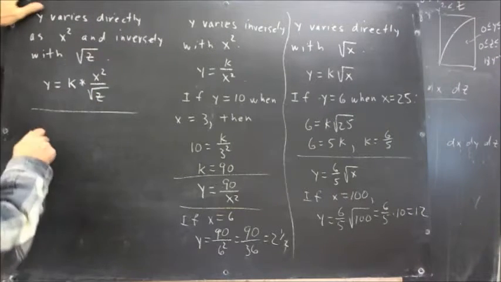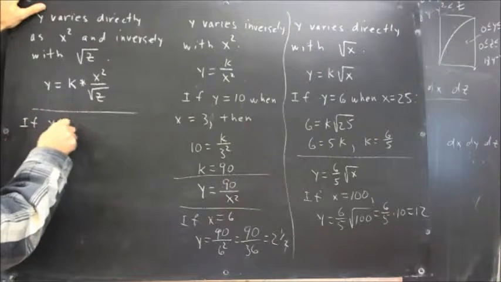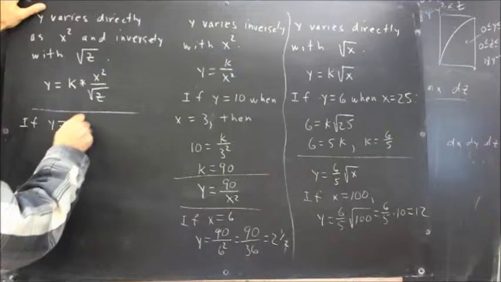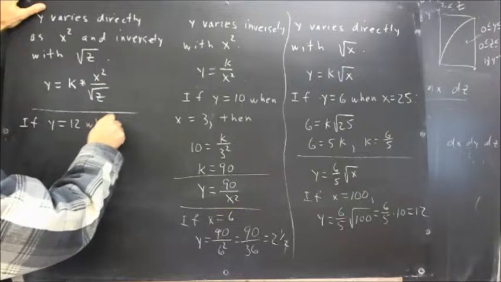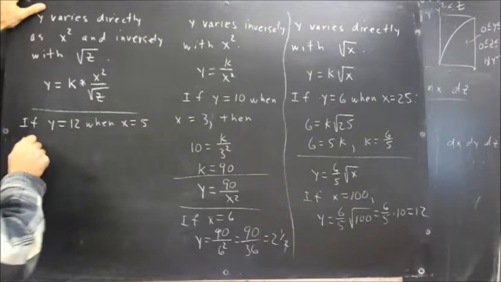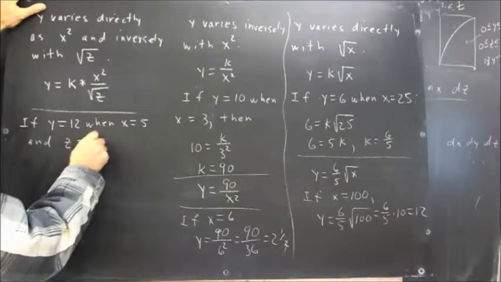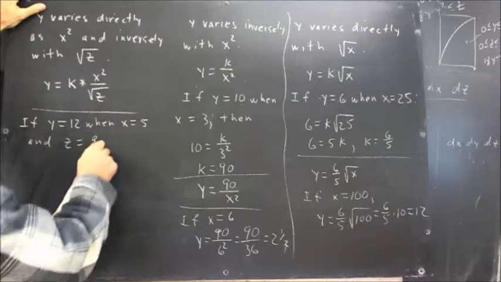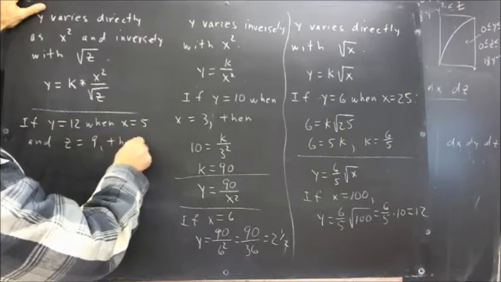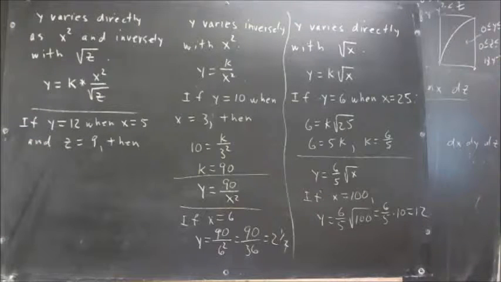So if we have, let's say, y equals 12 when x equals 5 and z equals 9, then what can we do? You should be able to figure this out. Pause and think about it.